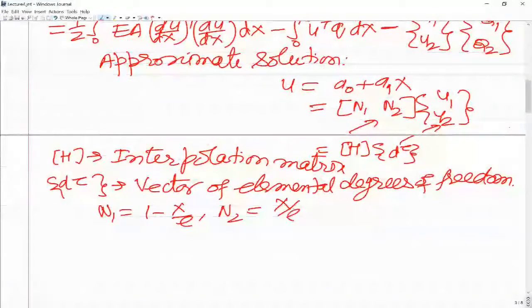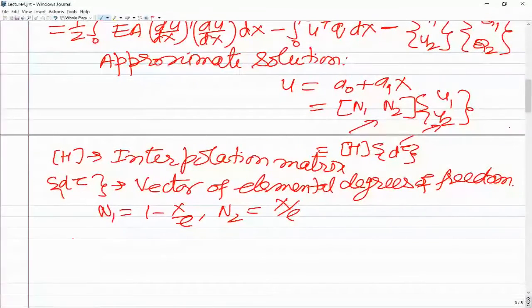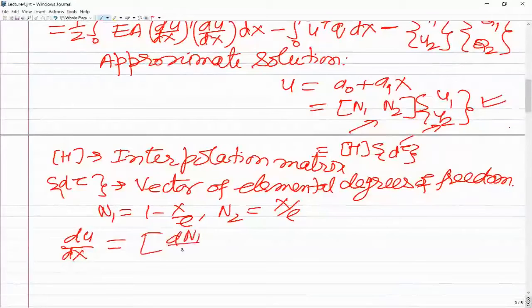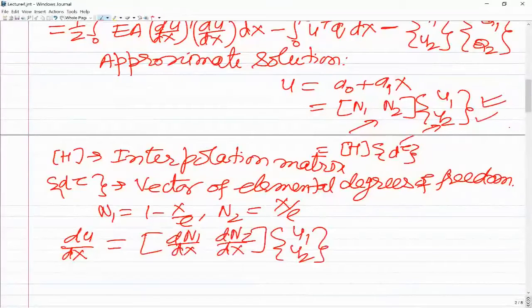And then we need this du by dx in the integral functional, or in the weak form, as we did earlier. So for du by dx, we differentiate this with respect to x. Here N1 and N2 are the only functions of x, so we differentiate these terms. So we will get this as dN1 by dx, dN2 by dx into u1 u2. So we are just differentiating this equation.